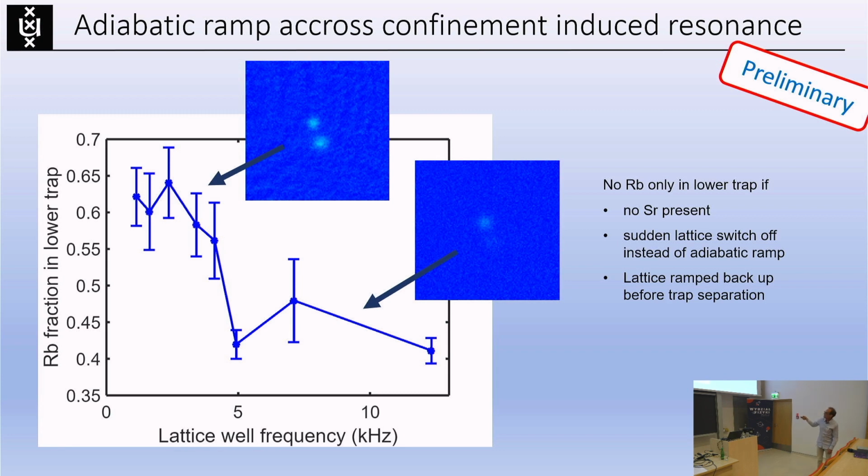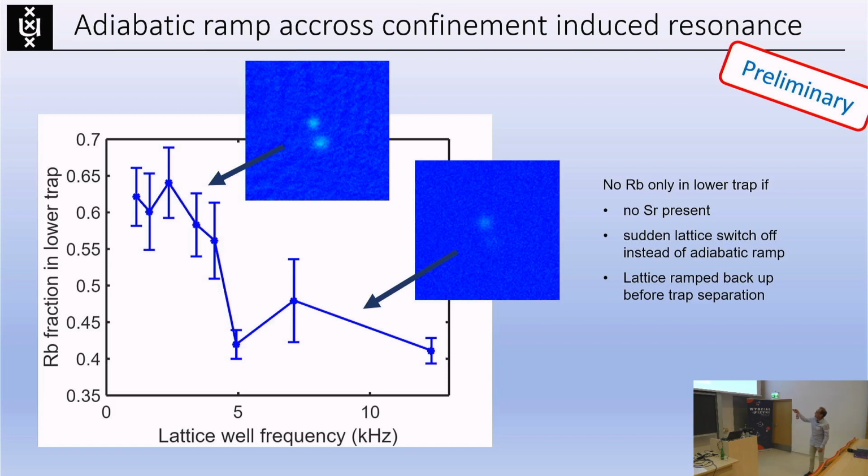So here we perform an adiabatic ramp down of our lattice, and this is the final lattice well depth. And here the rubidium fraction in the lower trap. You see here, if we stop early, there's barely any rubidium down here. But if you ramp lower and lower, hey, the rubidium shoots up. Of course, this could have many explanations. For example, the lattice also keeps the gas cloud a little bit up.